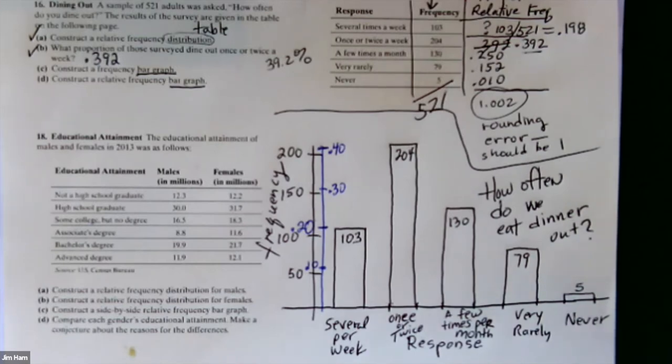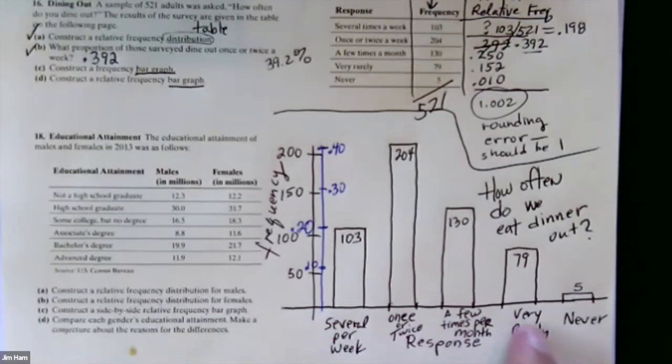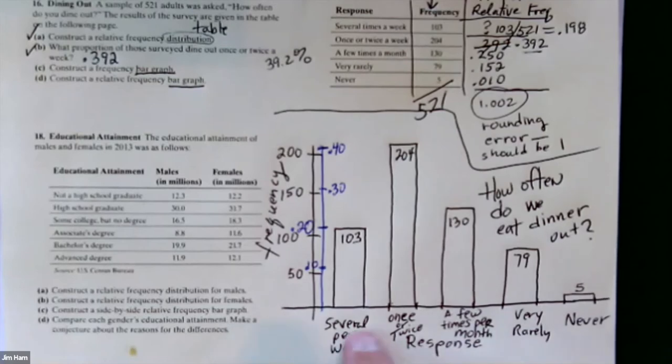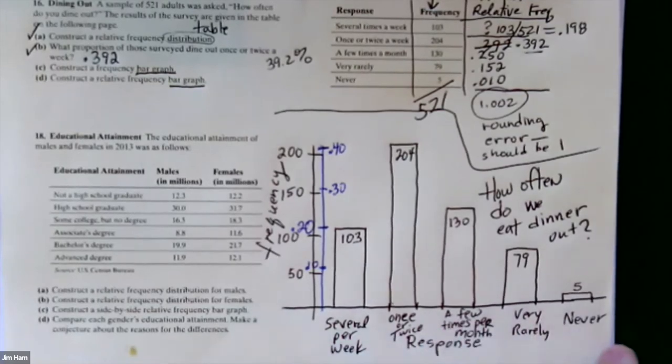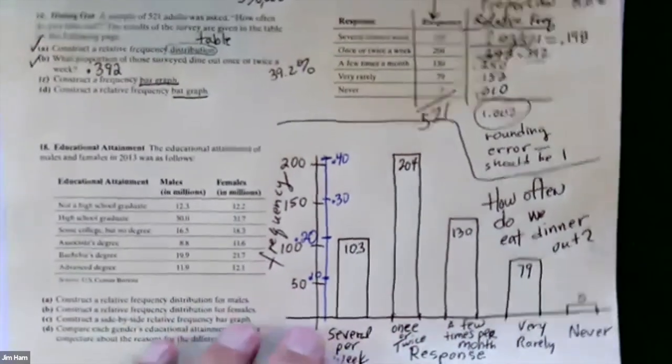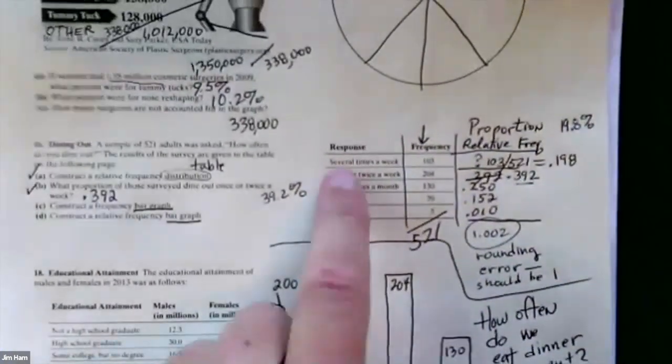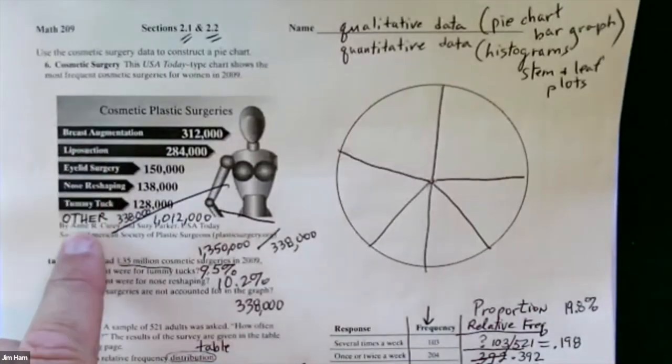So it's going to be more multiple choice than anything else on these problems. But this is a bar graph, and this is the second kind of graph that is most commonly used when we're graphing qualitative data. So here were all of our qualitative responses. These were not numerical responses. How often do you eat out dinner? Well, once or twice a week. Never. So on. These were also categorical, different types of plastic surgery.